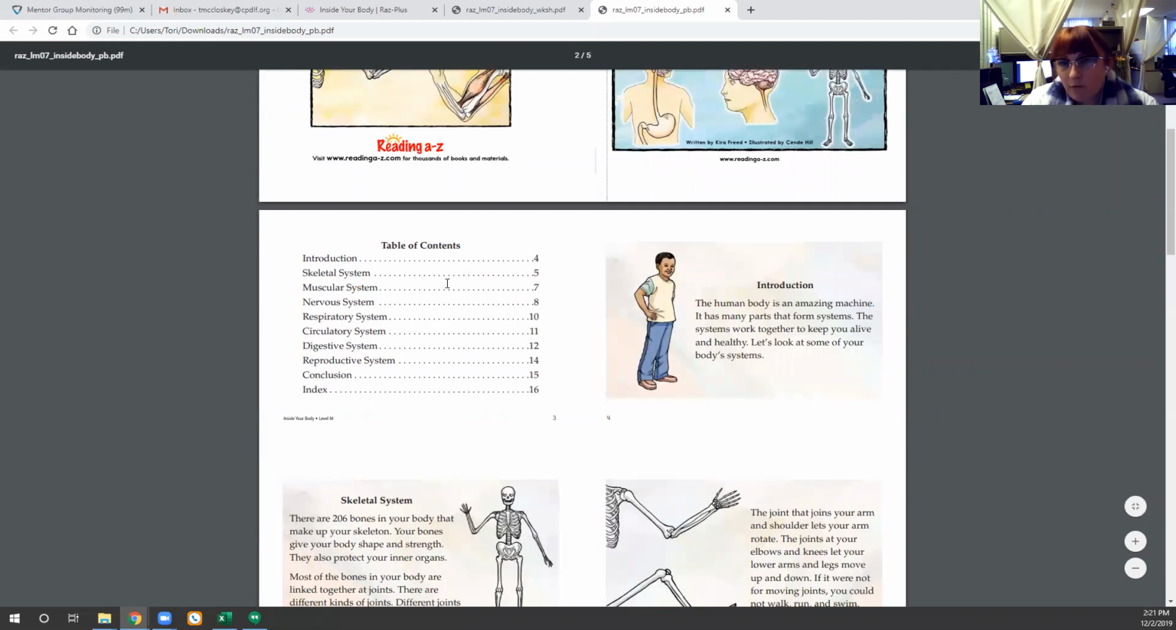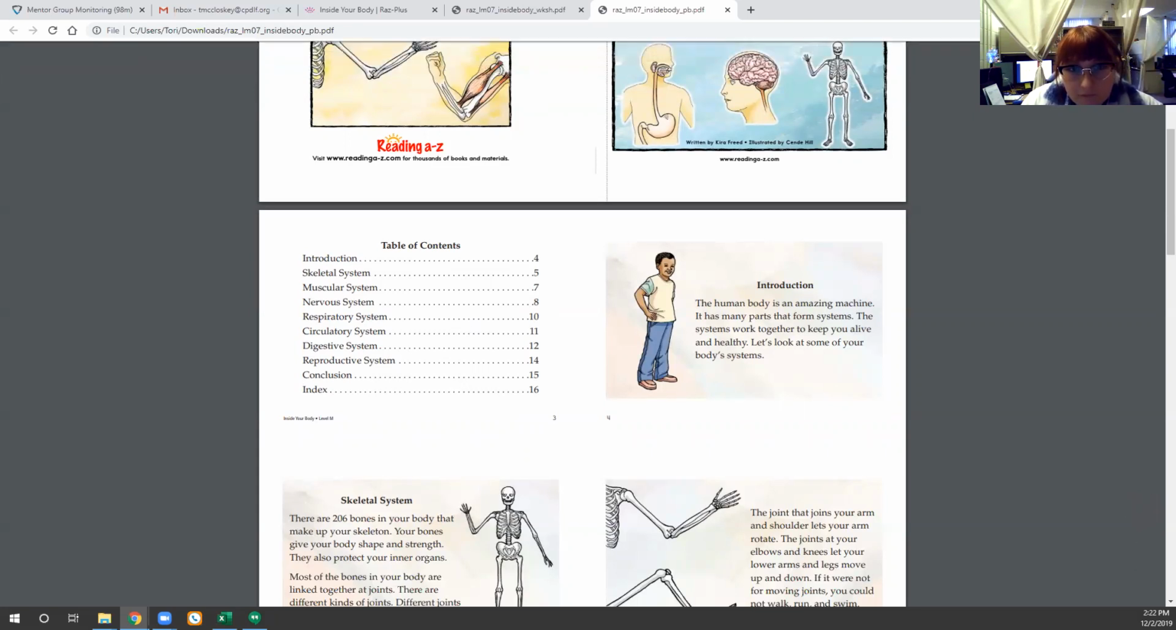Let's look at the table of contents. This is where we go to get a broad idea of what the book will be about. So there's an introduction page, the skeletal system, the muscular system, the nervous system, the respiratory system, the circulatory system, the digestive system, the reproductive system. Then there's a conclusion and an index. So does that table of contents help provide you with a better idea of what this book will be about?